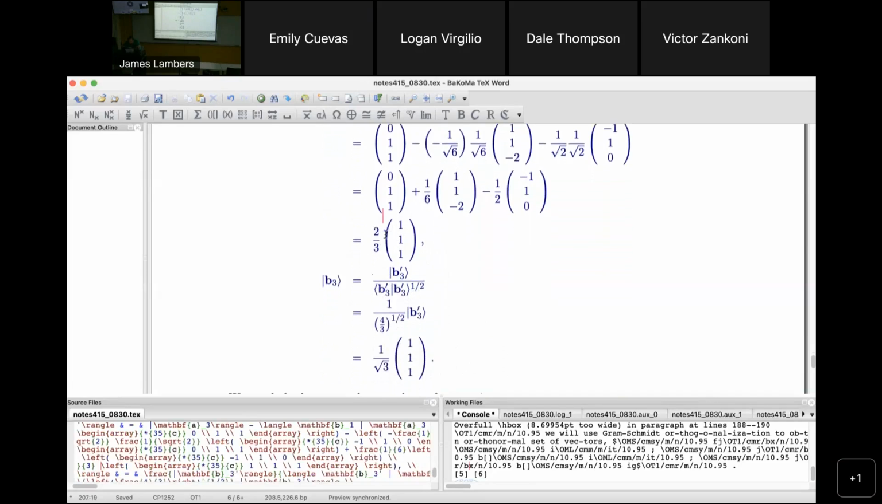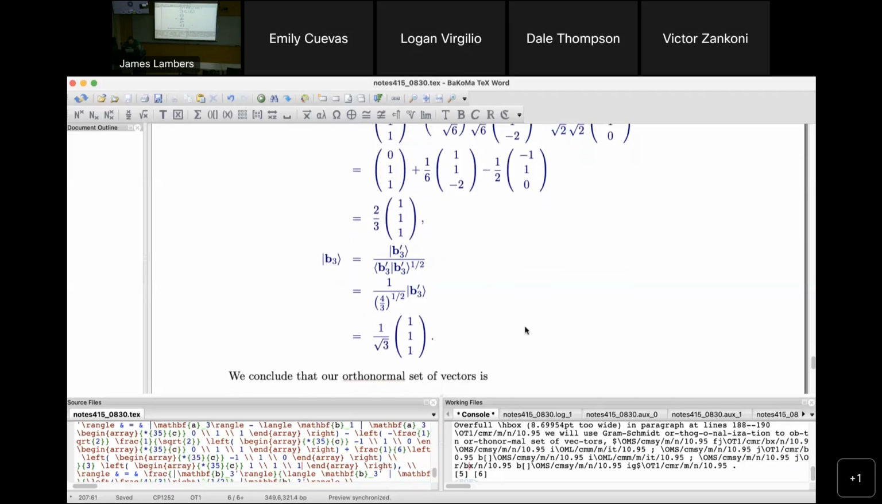I should mention, this vector right here that needs to be normalized, since you're going to normalize it anyway, you could just ignore the 2/3. You can just take this vector 1, 1, 1 and normalize it. It would be the same thing because the 2/3 is going to get canceled by something anyway. So just as a convenience.